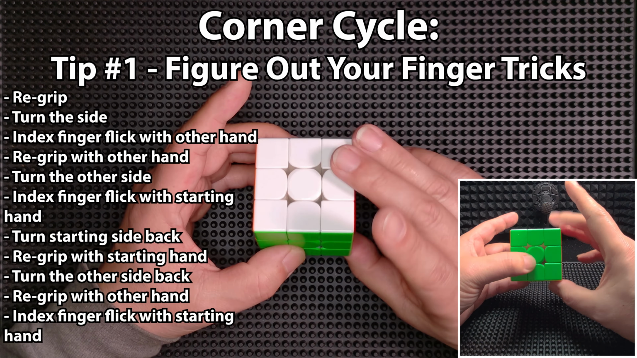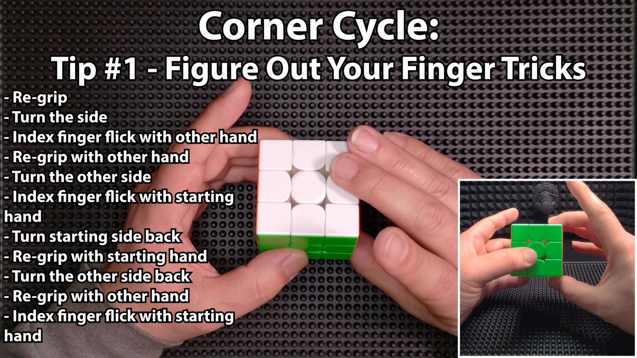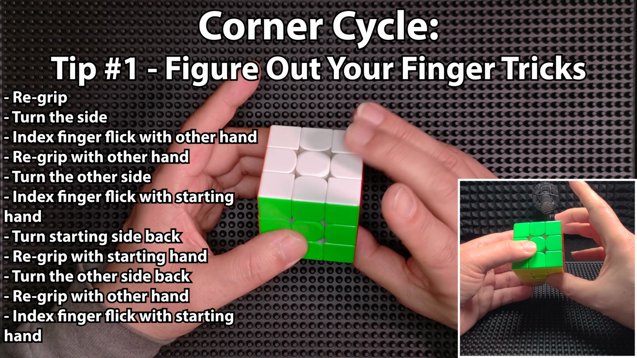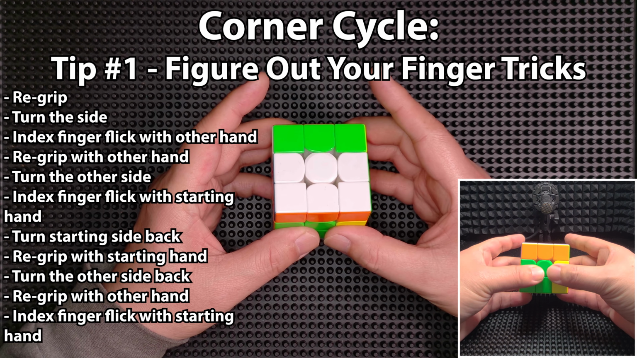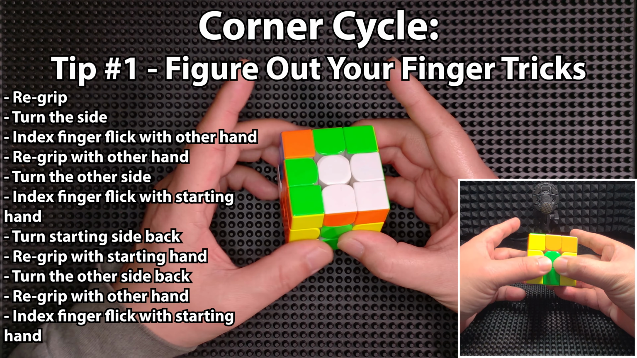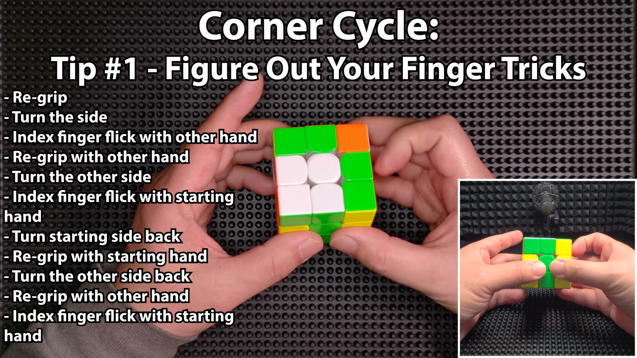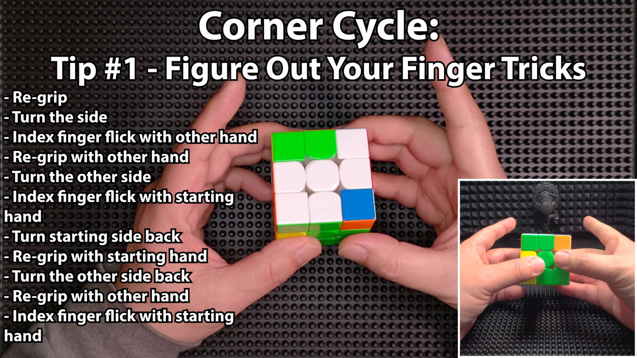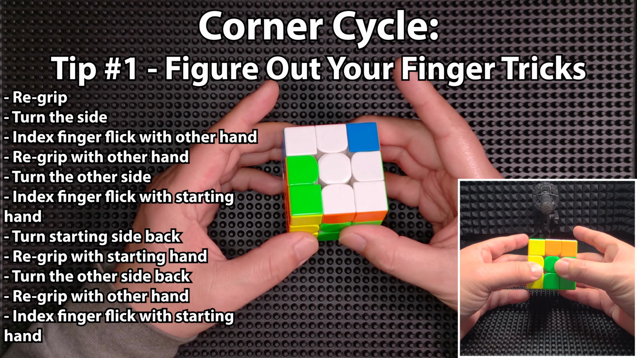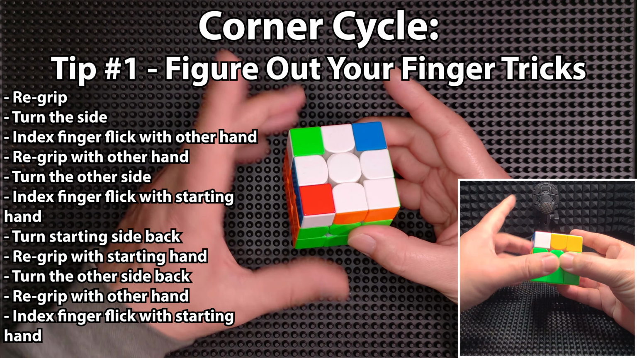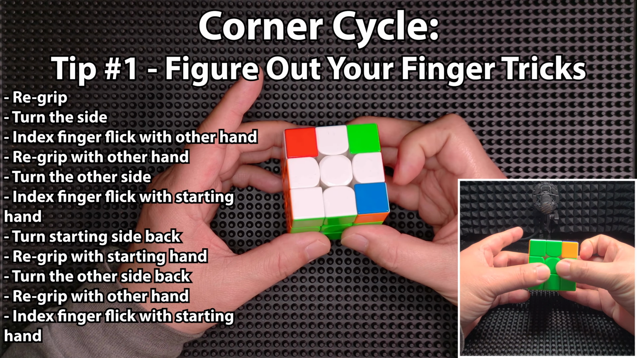You do a regrip. I'm going to try to do it right-handed for you. You do a regrip, starting in home grip, regrip, turn the side, index finger flick with the other hand, regrip the other hand, turn the other side, index finger flick with the starting hand, turn the starting hand back and regrip the starting hand, index finger flick with the other hand, turn that other side back, regrip with the other hand, and then index finger flick with the starting hand.